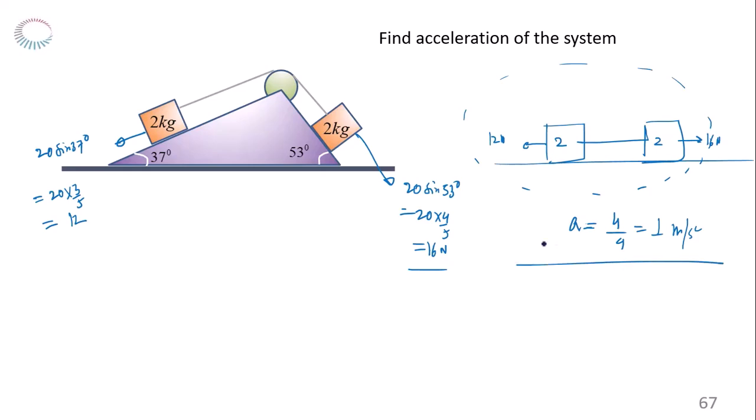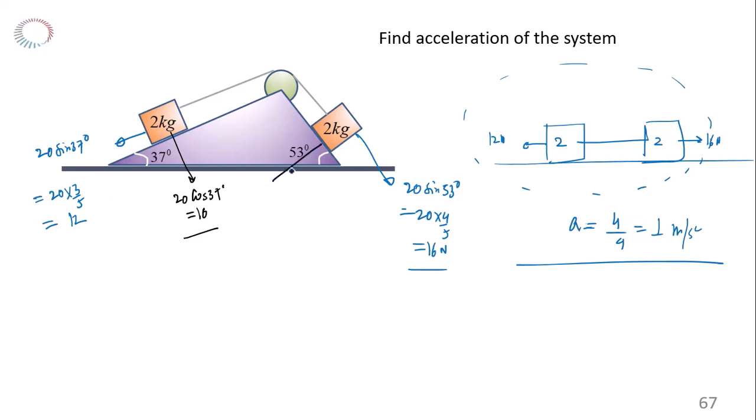So understand what is the net force acting on the system, and whenever I am saying net force, only consider the force which is creating the displacement. Here I am not considering the mg cos alpha component. Why? Because here also the mg cos alpha is there, 20 cos 37, 16 is there. But that 16 is not responsible to create any kind of movement.